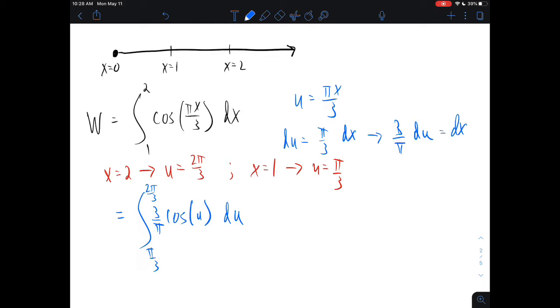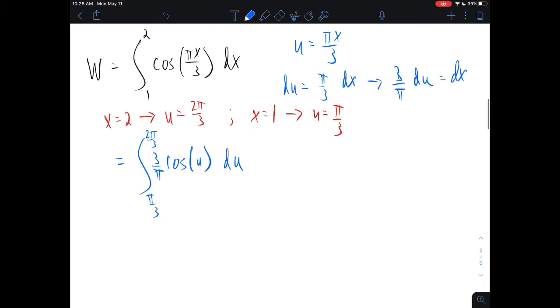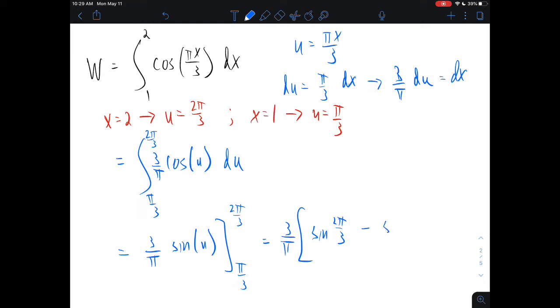So now I integrate using antiderivatives. The 3 over pi is a constant, so that's just going to be factored out. The antiderivative of cosine of u is sine of u, and then I need to evaluate at 2 pi over 3 first, and then pi over 3 second. So I'll have 3 over pi times what I get from evaluating: sine of 2 pi over 3 minus sine of pi over 3.